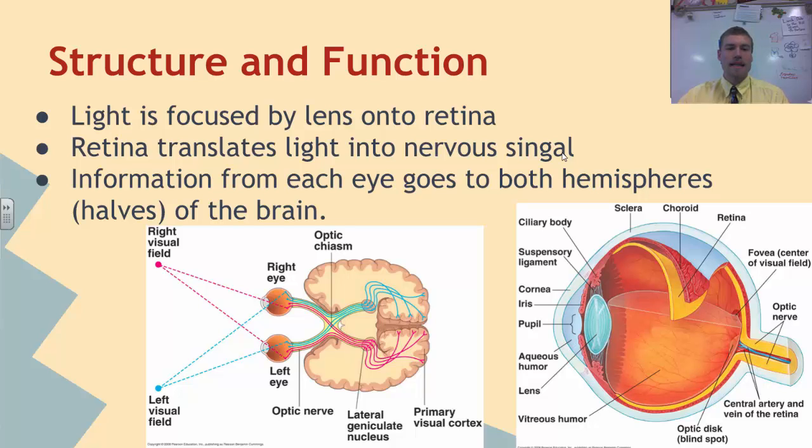So what happens is that the light is focused by the lens onto the retina. The retina is the back of the eye, and that is where the actual photoreceptors are located. And the retina is going to translate that light into a nervous signal, which is then sent along the optic nerve into both hemispheres of the brain. So if you have one eye open, you are still receiving information in both hemispheres of your brain. There is what is called the optic chiasm. What happens is that half of the optic nerves go to one hemisphere, the other half go to the other.